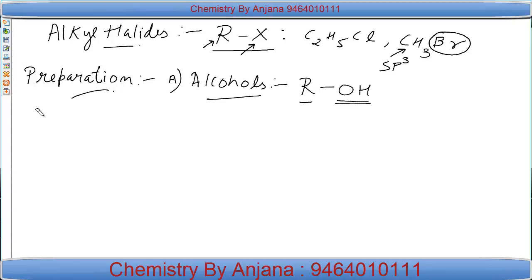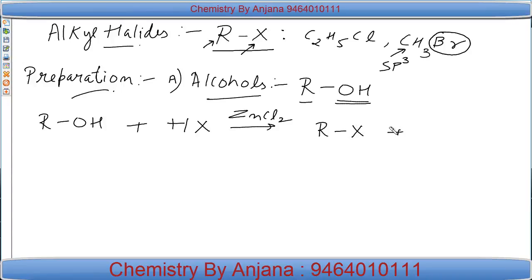The very first method: suppose I'm taking an alcohol, a general reaction, ROH. If I react it with any halogen acid like HX, HX can be HCl, HF, HBr, HI, but we'll see the specification later on. First of all, see the general reaction. ROH plus HX in presence of a catalyst, zinc chloride, ZnCl2, will result in a simple reaction, and I get RX, that is alkyl halide, and H2O.